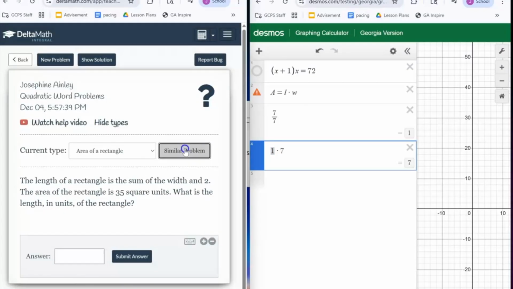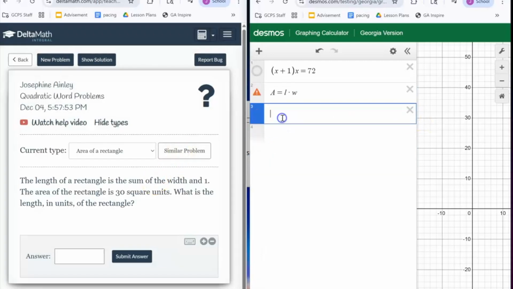All right, let's do one where the area is bigger. 35, 12, 32, 20, 30, 32, 54, 24. Okay, I guess it doesn't get too big, so I'll just do the next. So I'll do 30. All right, so I'll do one more. So my area is 30.